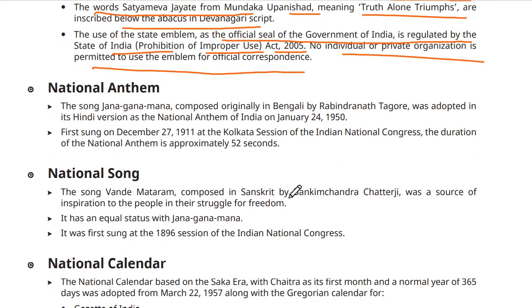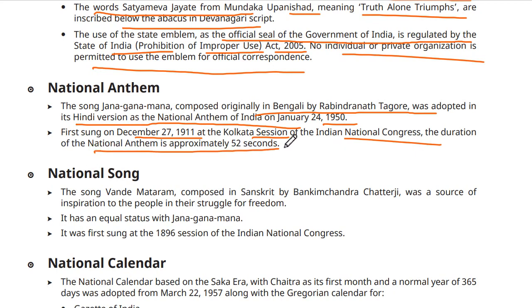National Anthem. The song Jan Gan Man, composed originally in Bengali by Rabindranath Tagore, was adopted in its Hindi version as the national anthem of India on 24th January 1950. It was first sung on December 27, 1911 at the Kolkata session of the Indian National Congress. The duration of the national anthem is approximately 52 seconds.